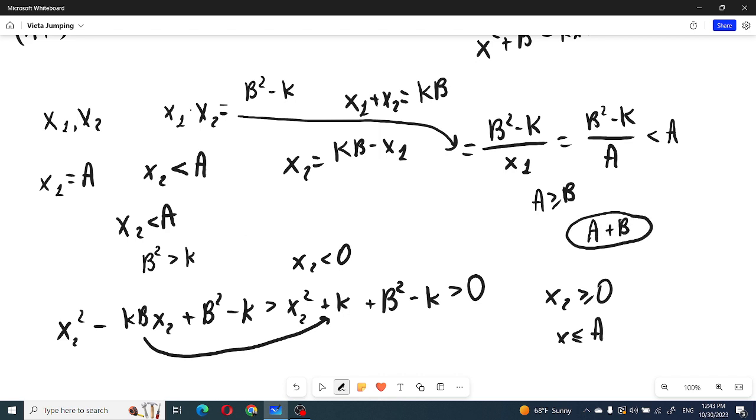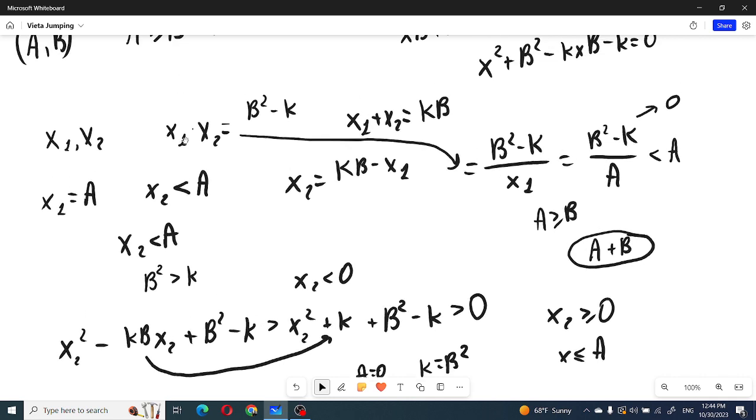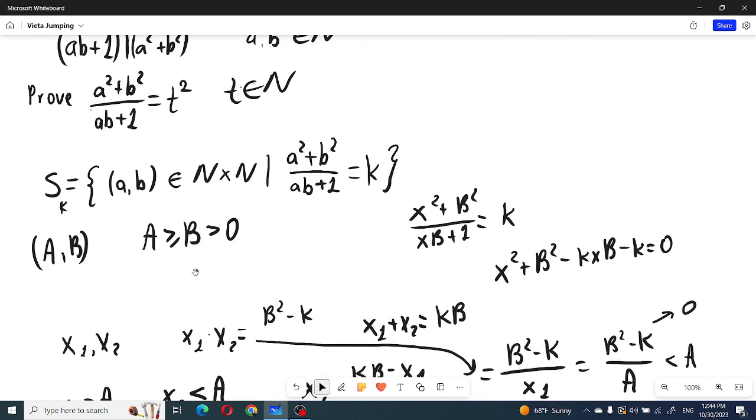So our assumption was wrong, and b square must be equal to k to get the number equal to 0. So in this case, we have seen that the only possible solution must be then a equals 0, and k must be b square if we discuss the minimal solutions. So we have proved that for all the possible choices where a square plus b square over ab plus 1 is an integer, this must be a perfect square.